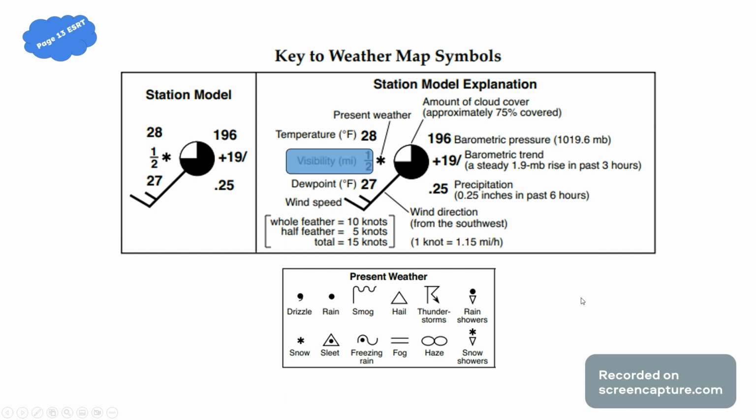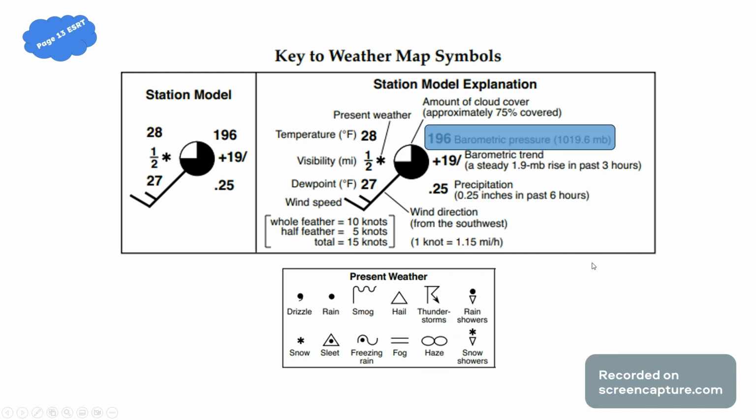Next, right next to our snowflake, we have visibility. So visibility is measured in a whole number or a fraction. Here it is a 1/2. That means that our visibility, or how far we can see right now due to the weather conditions, is 1/2 of a mile.